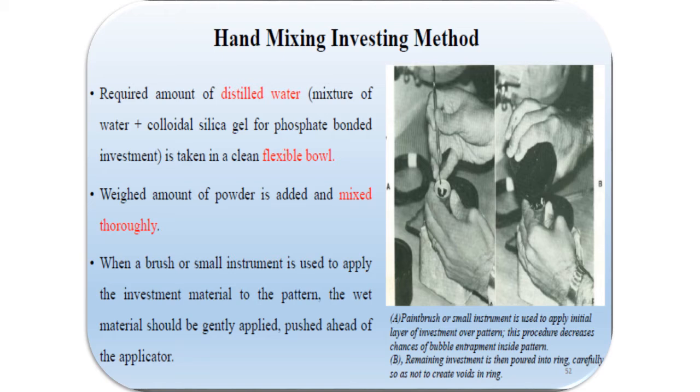Once the smooth consistency of the investment material is obtained, with a small instrument, a brush or an applicator tip, a little amount of investment material is taken and painted over the wax pattern all around. That eliminates the air bubbles which are adhered to the wax pattern. Once we paint the wax pattern with investment material, in later stages the casting ring is positioned and the remaining portion can be filled with the remaining investment material.